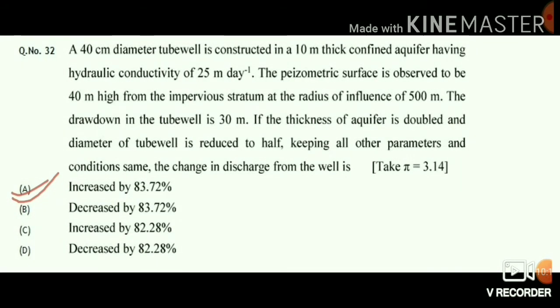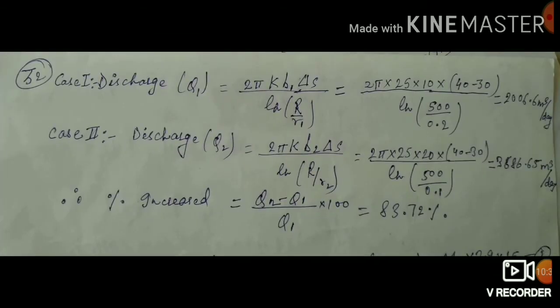Now friends, this is the next question, based upon the confined aquifer and unconfined aquifer and the percentage change in its discharge. It has given the thickness of the aquifer, the diameter, the drawdown, the radius of influence, and the hydraulic conductivity. You all know the formula of discharge for a confined aquifer, that is 2 pi K b delta S divided by ln R by r1. In case 1, the B1 value, the thickness, is 10, and the R1 value, the radius of the well, is 20 centimeter, which you convert into SI unit to get 0.2. In case 2, the thickness is doubled and the radius of the well is reduced to half. So in case 1 and case 2 I got the values.